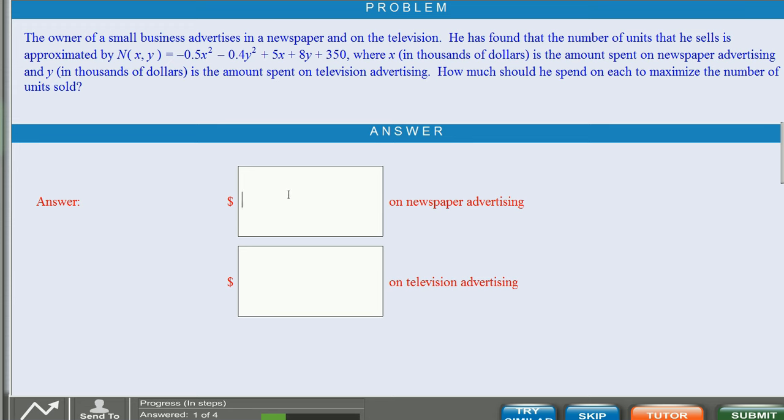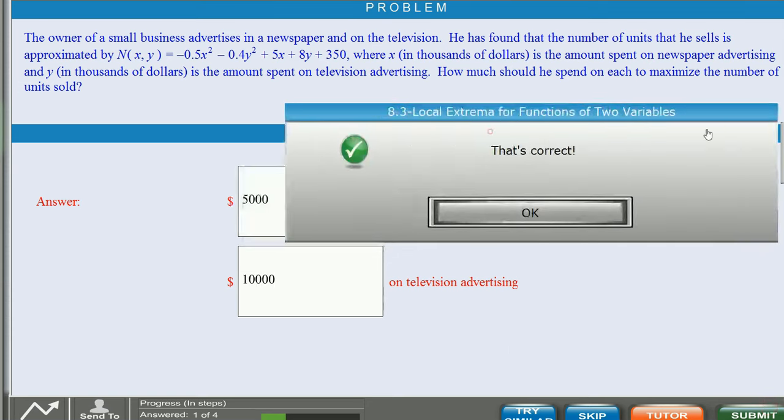Newspaper was X, so X is going to be this one. We got $5,000, and Y was television. We got $10,000. There we go.